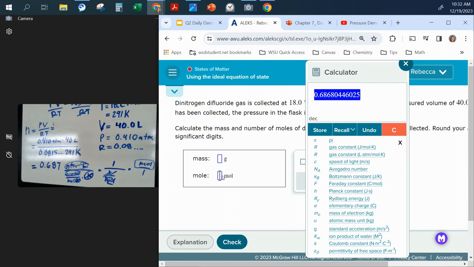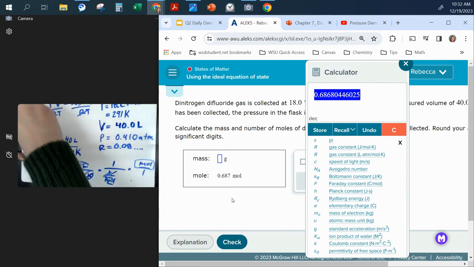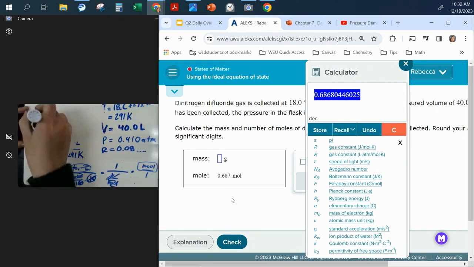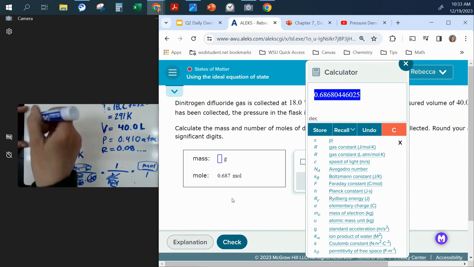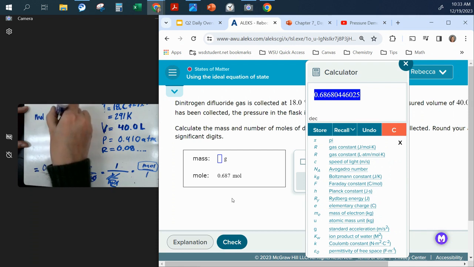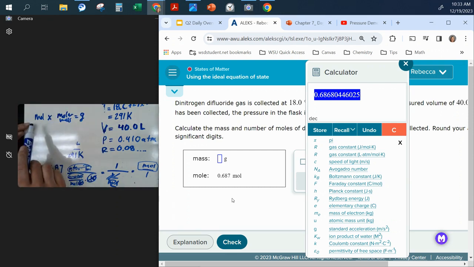So let's type this in here. 687. Okay. So we need to convert moles to grams. Moles needs to go to grams. So if I'm going from moles to grams, I'm going to multiply by the molar mass. Moles times molar mass equals grams.